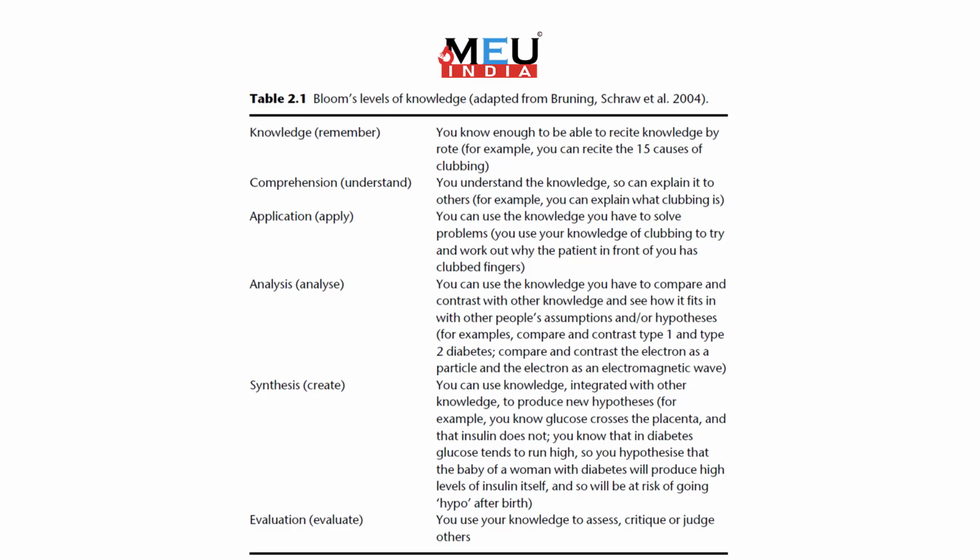Table 2.1 Bloom's Levels of Knowledge. Knowledge: you know enough to be able to recite knowledge by rote. Comprehension: you understand the knowledge so can explain it to others. Application: you can use the knowledge you have to solve problems. You use your knowledge of clubbing to try and work out why the patient in front of you has clubbed fingers.